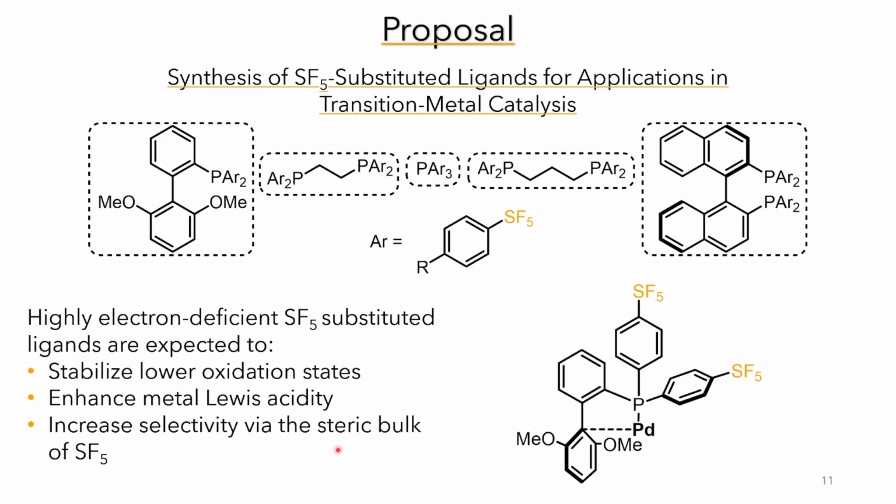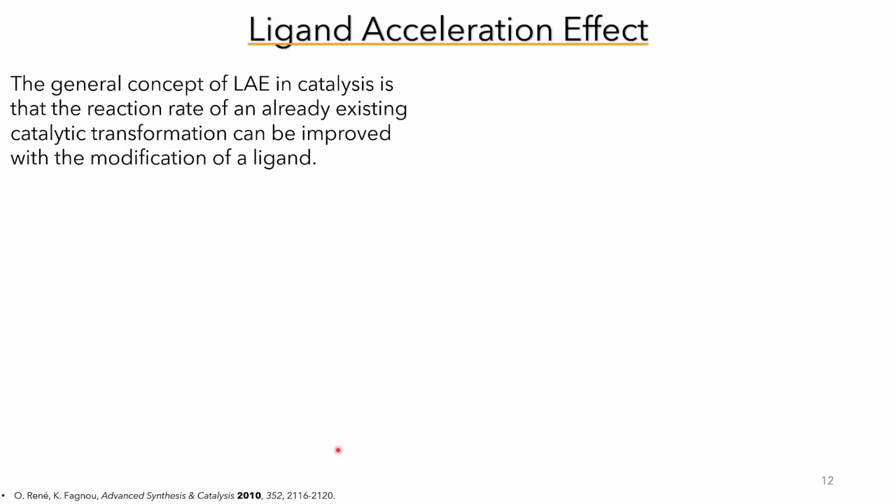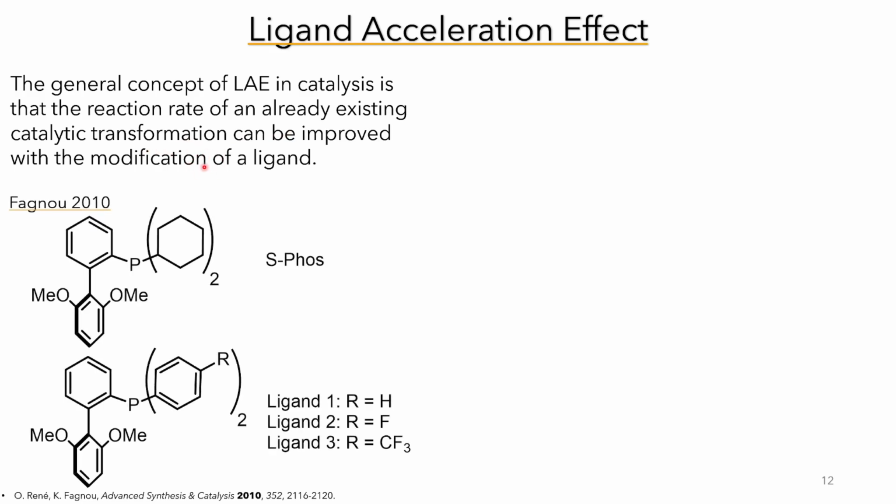So essentially, I'm focused now on the ligand acceleration effect, right? Which is the improvement of catalytic performance via the modification, you could say, of certain ligands. The general concept is improving reaction rates in already existing catalytic transformations with the modifications of ligands. And an excellent example of this was the work reported by the Fagnou group in 2010, where they showed specifically the influence that electron-deficient ligands can have on catalytic reactivity.